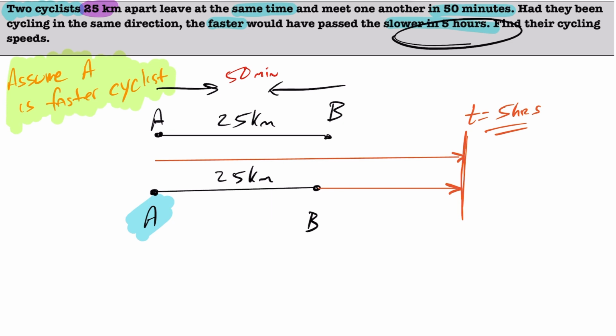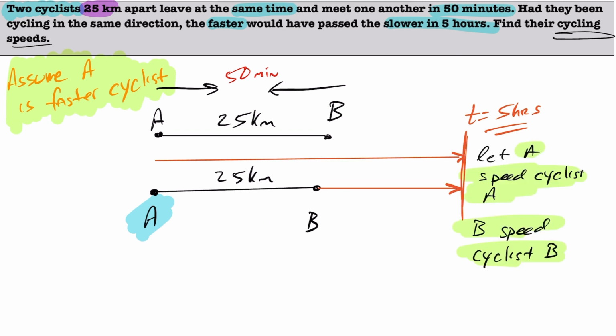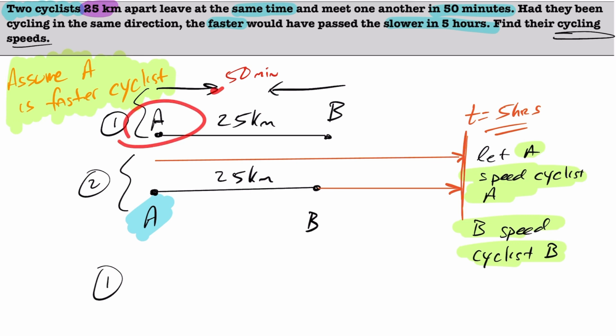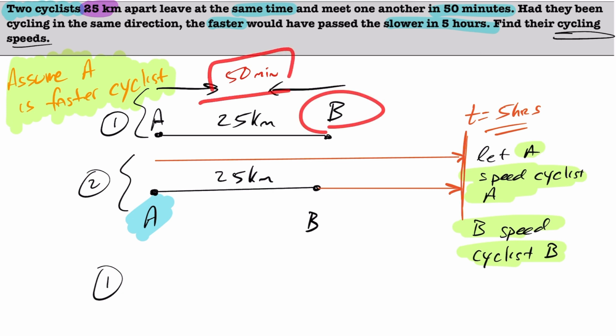So right away, they want us to find their cycling speed, so I'm going to let those be my variables. I'll let A be cyclist speed A and B be cyclist speed B. Now I need to set up an equation to represent both of these scenarios. This is scenario 1, this is scenario 2. If you look at scenario 1, cyclist A has been riding their bike for 50 minutes. Cyclist B has been riding their bike for 50 minutes. And I know the total distance traveled between the two is going to add up to 25, right? Because they do meet, and it takes 50 minutes for them to meet.